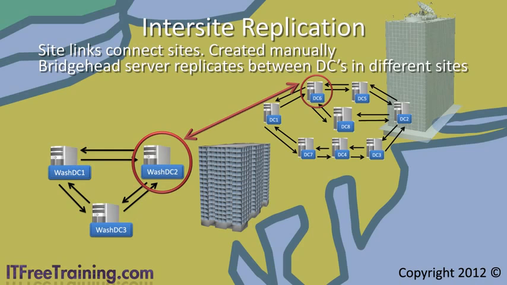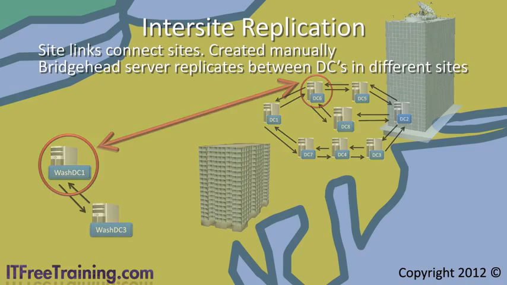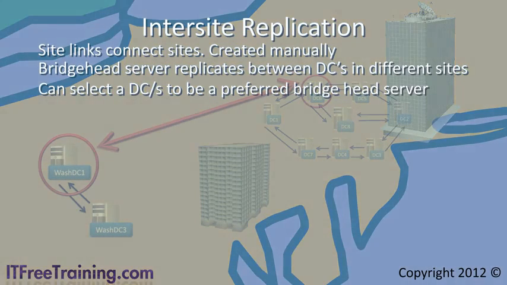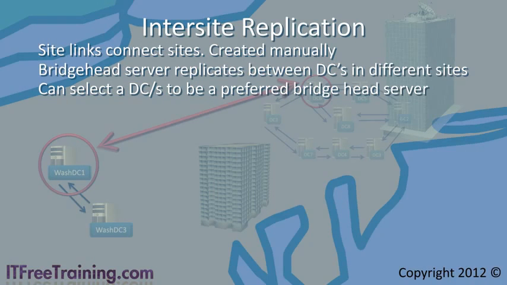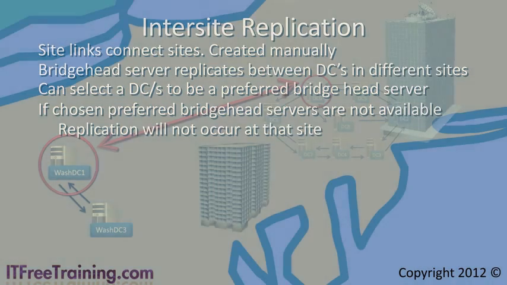If that domain controller is shut down or is no longer available, a new domain controller will be chosen. In some cases, you may have a particular domain controller or domain controllers that you want to use as the bridgehead server. Active Directory allows you to select a domain controller or domain controllers to be the bridgehead server for that site. These are called preferred bridgehead servers. Be warned, however, if you choose your own bridgehead servers and these servers are not available, no replication will occur between the 2 sites until one of those preferred bridgehead servers comes back online.